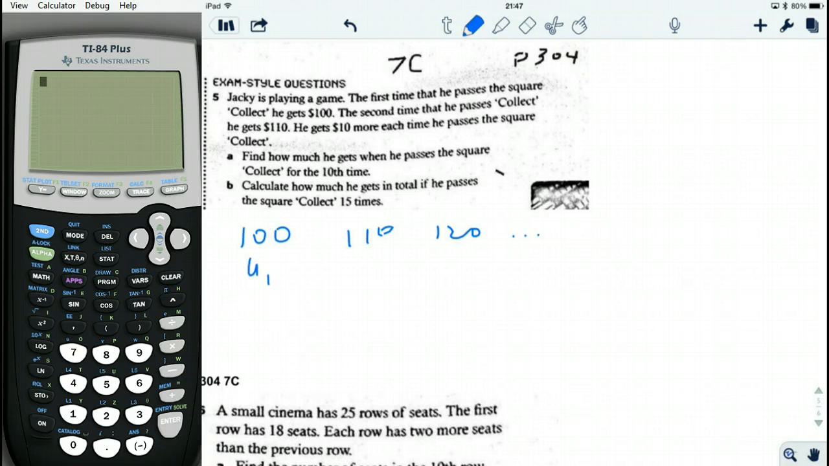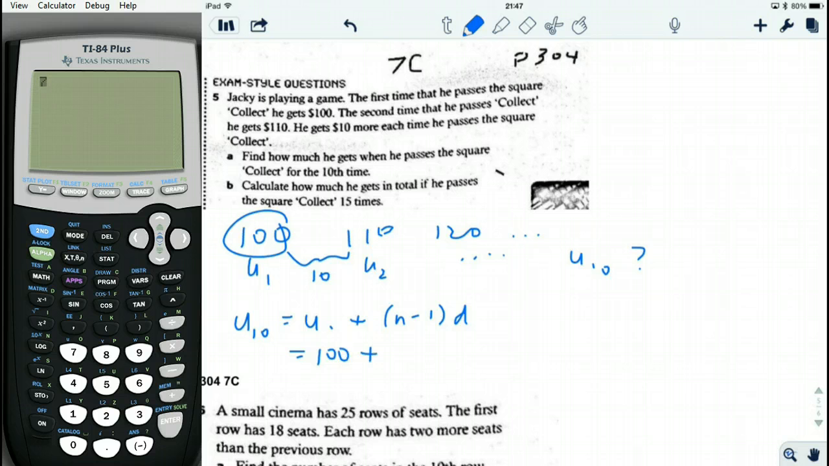Well, if this is U1 and this is U2, what's U10? Okay, so how do you find U10? U10 is equal to U1 plus n minus 1 times d. What's d? D is the distance between these two, 10. Okay, it's the common difference. So U1 is 100 plus n minus 1, and we know that n minus 1 is 10 minus 1, and d is 10. So what's U10? 100 plus 9 times 10 is 190. Okay? So the answer to the first one is 190.